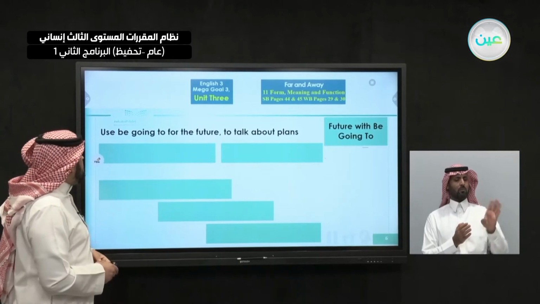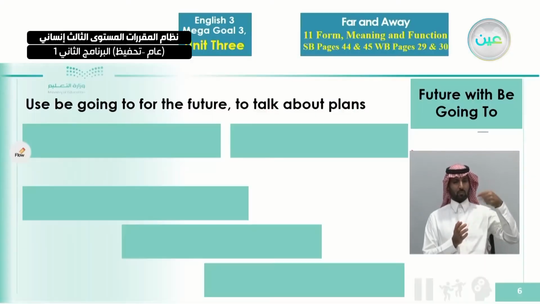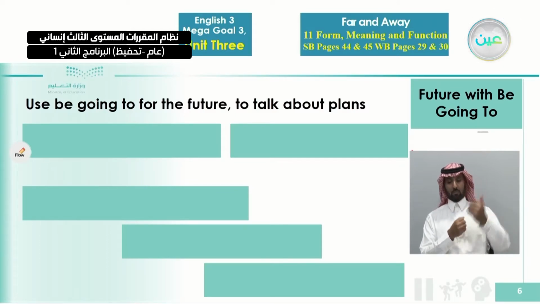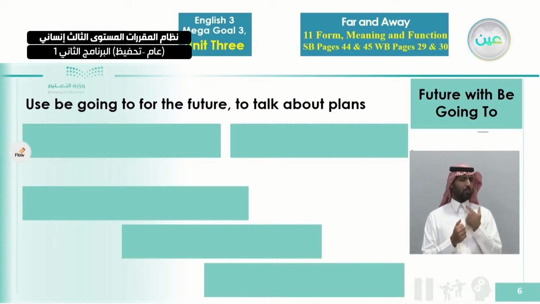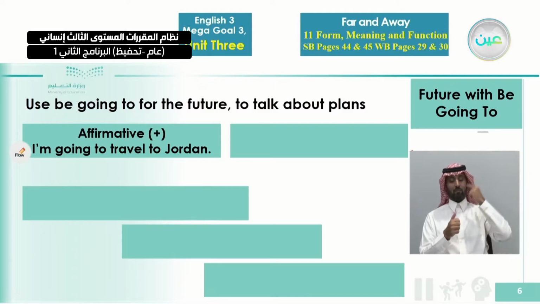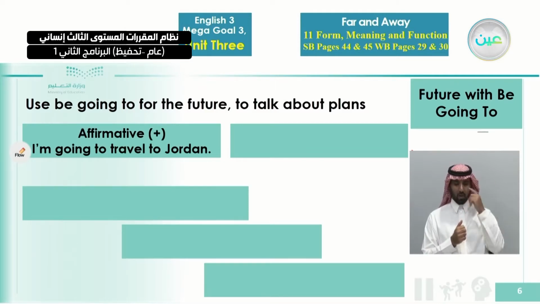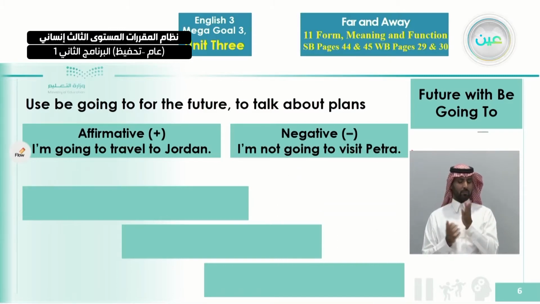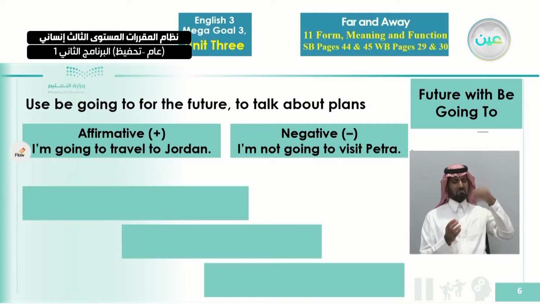We use be plus going to for the future to talk about plans. If you want to talk about a plan that you want to do from the time of speaking, you can use it like this. In an affirmative way, you say, I'm going to travel to Jordan. So this is a plan. In the negative way, you just add not. As you know, whenever you have an auxiliary verb and you want to make a negative form of the sentence, you just add not to this auxiliary verb.